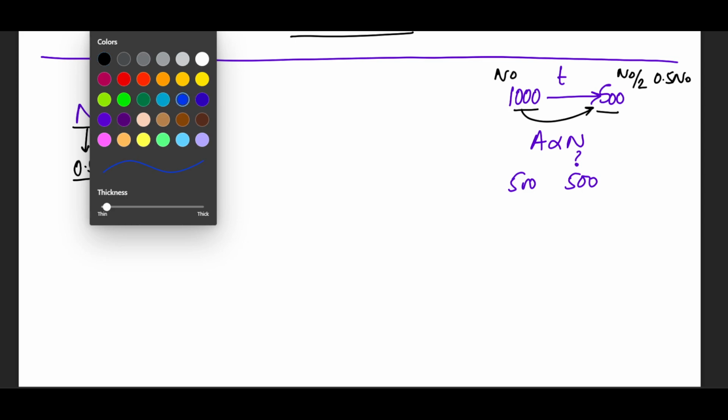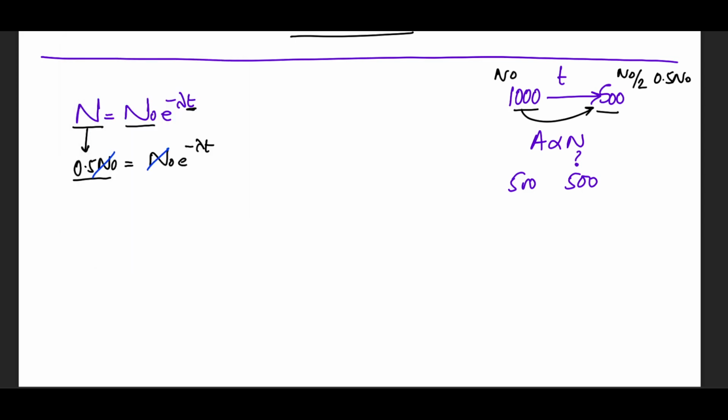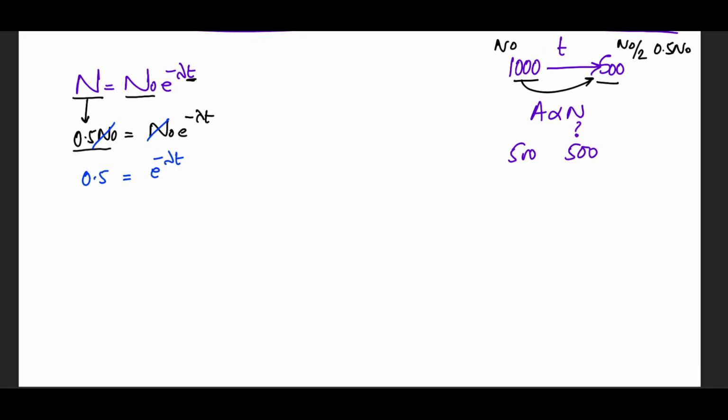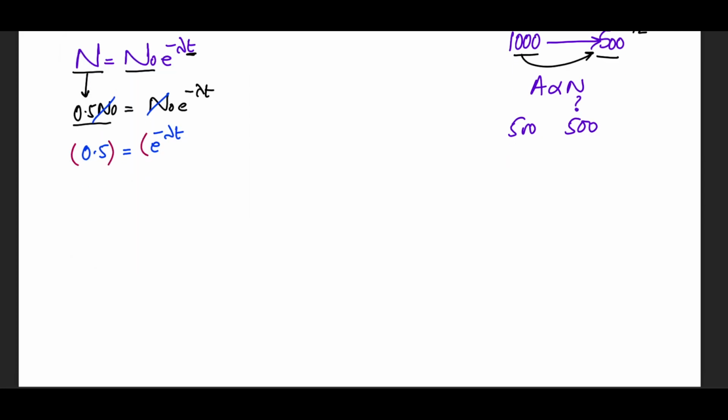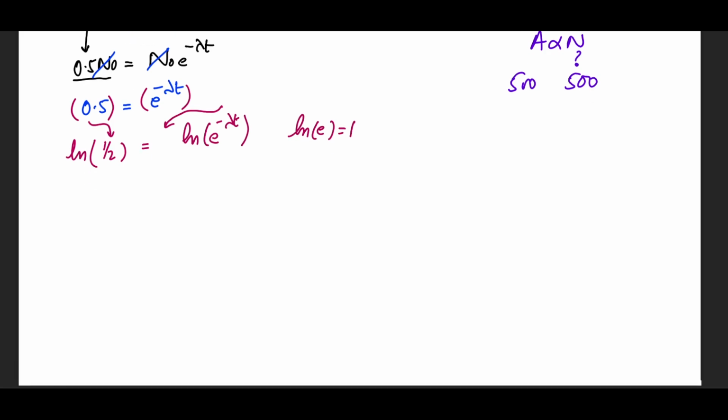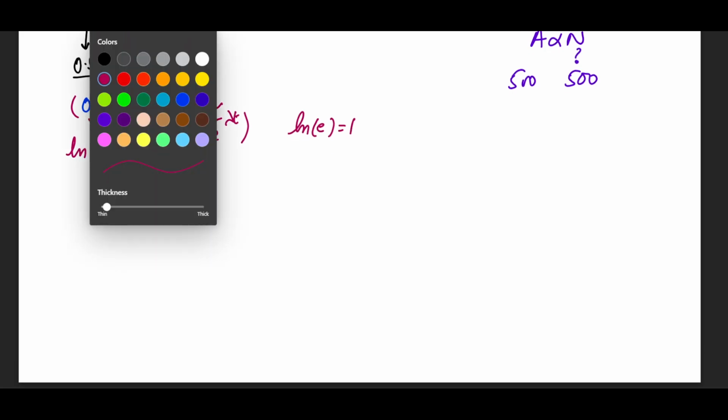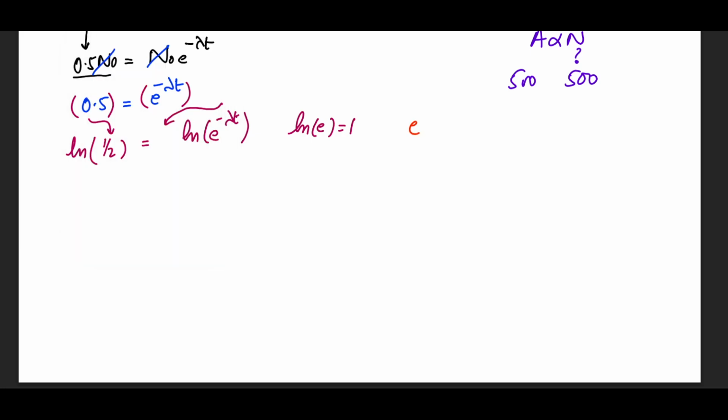Now, consequently, N naught gets cancelled out from both sides, and I'm left with 0.5. So 0.5 is equal to e raised to the power negative lambda t. Now you have to take the natural log on both sides. So you are left with this equation: ln of 1 over 2, now I've converted this into 1 over 2, equals ln of e raised to the power negative lambda t. We know from logarithmic rules that the power can be taken outside, and we know that ln of e is equal to 1. You can check this on the calculator. This e is an exponent with a value of 2.71.